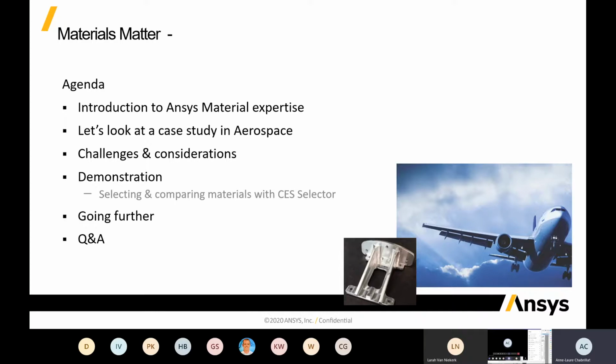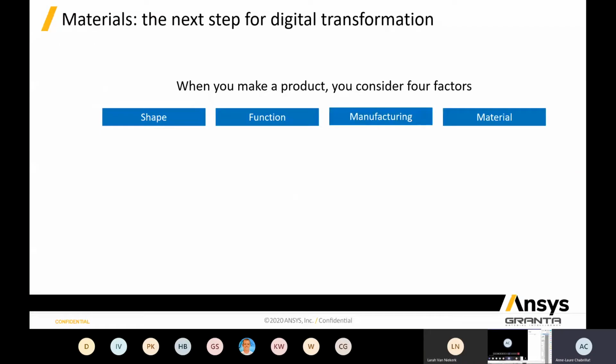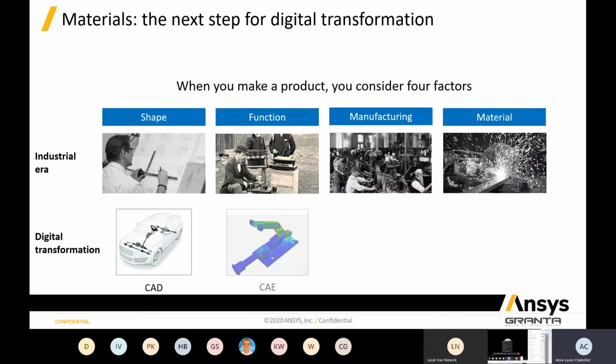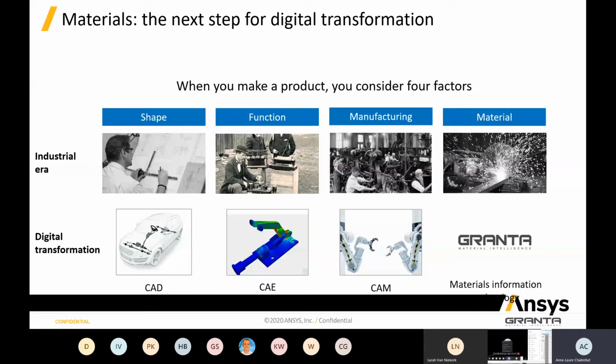What I'll start by doing is just introducing Granta as part of the ANSYS family. So Granta was started by two professors in Cambridge University, Professor Ashby and Professor Seaborn. They are both still very actively involved in the company today. And what they noticed is that when you need to develop a product, you need to consider four factors. Which shape will you make it? What will it look like? The function, how will it behave? How will you make it? Which manufacturing process? And which material? What will you make it out of?